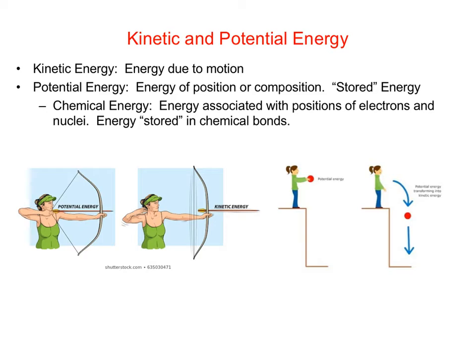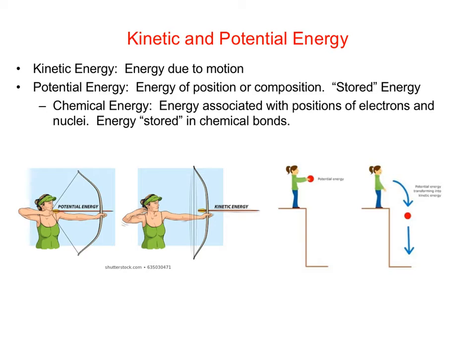Another way that we often classify energy is by classifying it as either kinetic or potential energy. So kinetic energy is the energy due to motion, and potential energy is the energy of position or composition. And sometimes it's referred to as stored energy. A physicist might yell at me for using that definition, but I think it can still be kind of helpful when we're thinking about what potential energy is. And so chemical energy is a type of potential energy. This is the energy associated with the positions of the electrons and the nuclei. And so in some sense, chemical energy is the energy that's stored in chemical bonds.